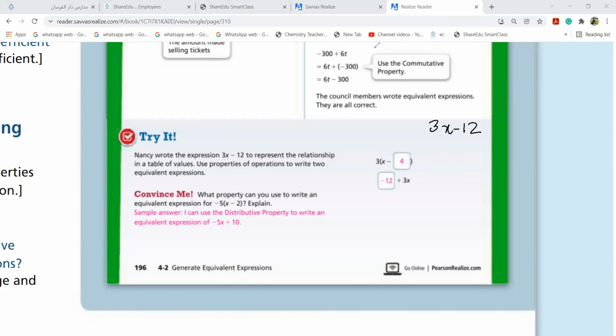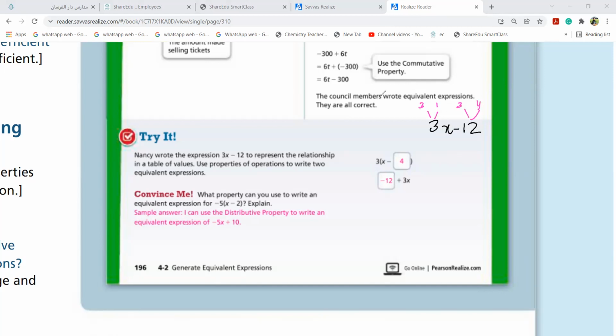Okay, let me write this 3 outside, because both of them have 3 in common. What is this? 3 times 1. And what is this? 3 times 4, right? Girls, you even have calculators. You can divide 3 by 3 and you will get 1. You divide 12 by 3 and you'll get 4. So that means 3 times 4 is 12.